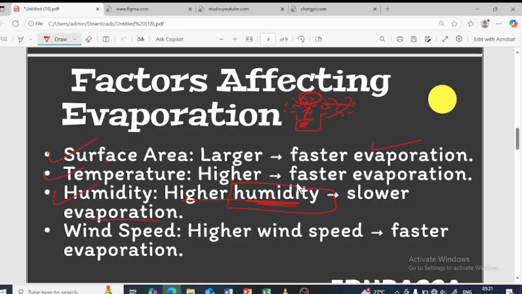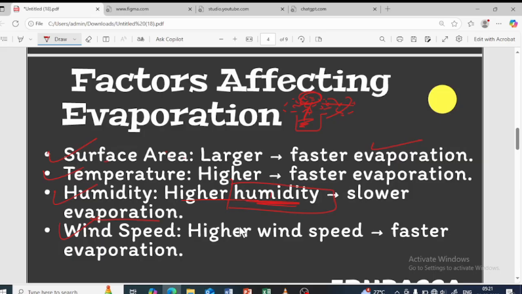So what happens when the amount of water vapor is more here? The additional water vapor cannot escape there because the water holding capacity of the atmosphere is already reached, so it cannot enter again. So the higher the humidity, the slower the evaporation.